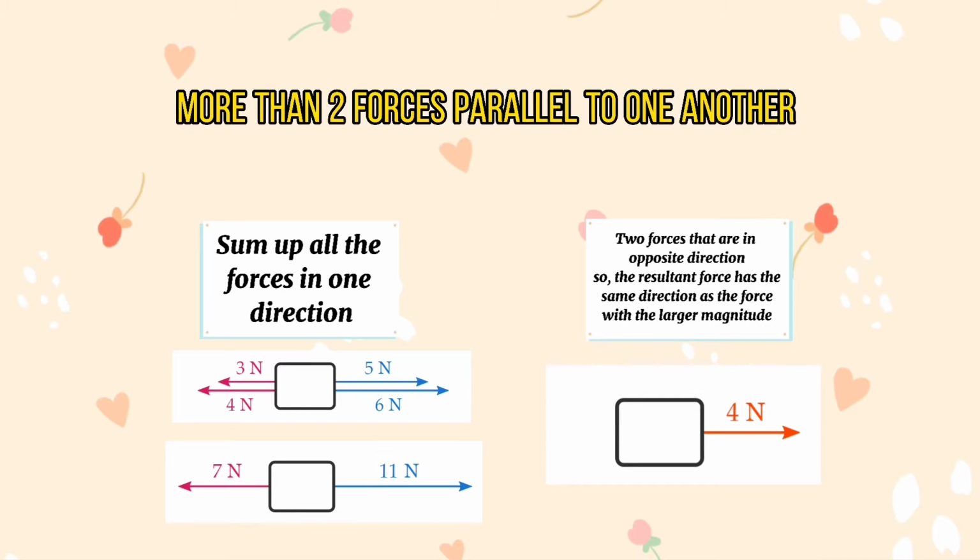At this point, we have two forces in opposite directions, which is a case that we already know how to solve. The resultant force has the same direction as the force with the larger magnitude, which is the 11 Newton force, and its magnitude is equal to the difference between the two magnitudes, which is 11 Newton minus 7 Newton equal to 4 Newton.